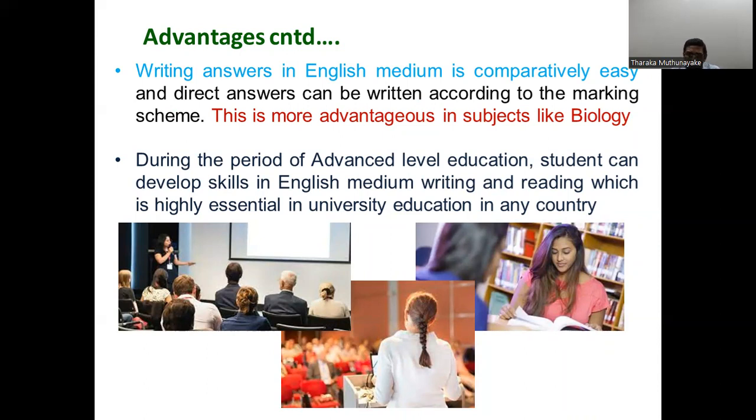But such a problem doesn't arise in English medium education, English medium writing. So the direct answers can be written. So it is very easy. Okay, and also during the period of advanced level education, students can develop skills in English medium writing and reading, which is highly essential in university education in any country, not only in our country, in any country.